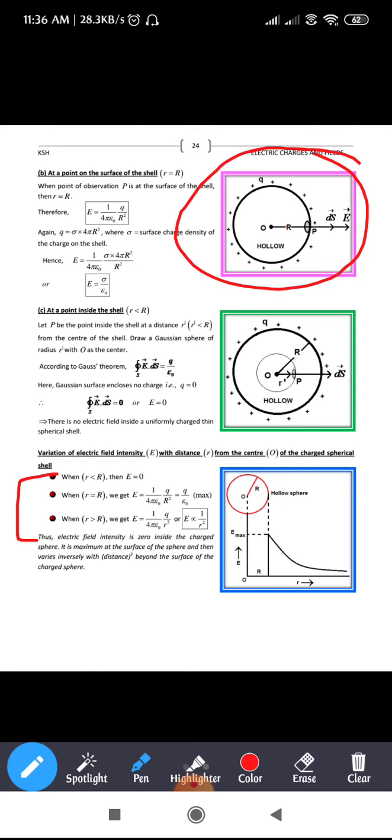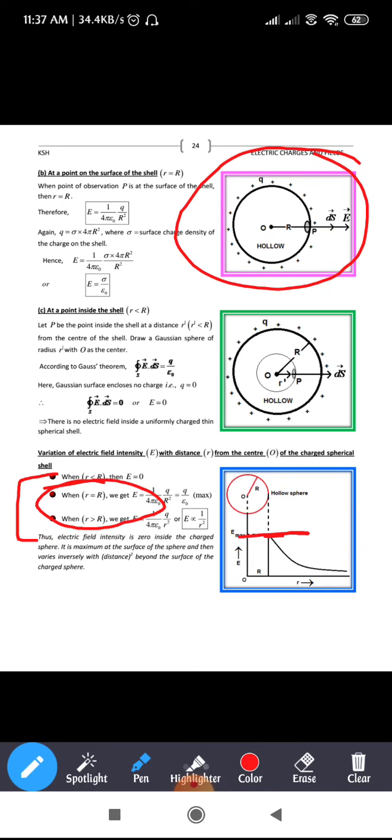Coming to the third case, what happens? E is proportional to 1 by r square, that is, inversely proportional. What does it mean? As you go away from the charge, the electric field keeps on decreasing, right? So here at this point where you are seeing the maximum line, that is the case when small r is equal to capital R, the electric field will be maximum.